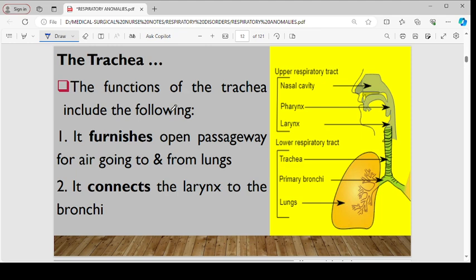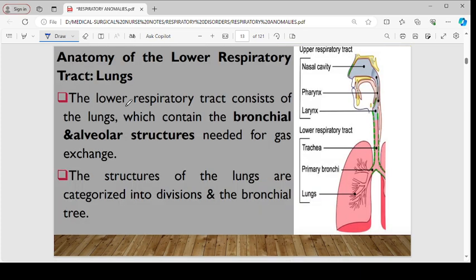So the trachea has a major function. It furnishes an open passage for air going into and from the lungs, and it connects the larynx to the bronchi. Okay? All right, so we have that as our trachea. The larynx is here, our bronchi is there, so we should be able to appreciate it. And that marks the end of the upper respiratory tract anatomy.